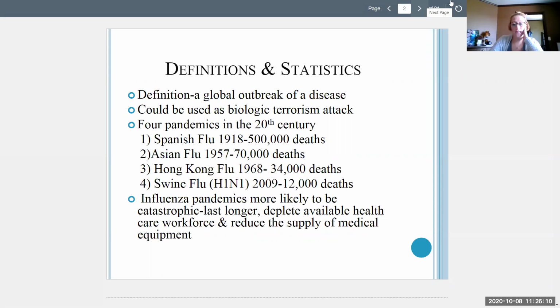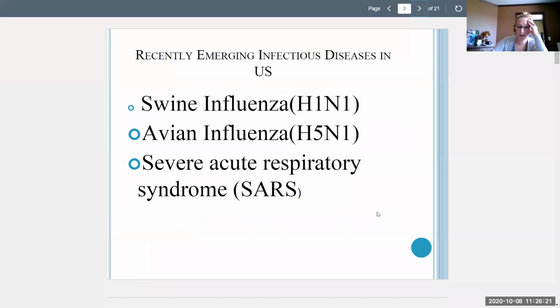But influenza pandemics are more likely to be catastrophic, last longer, deplete available healthcare workforce, and reduce the supply of medical equipment. So we have the swine flu, which was the H1N1, avian flu, H5N1, and then SARS, which COVID is, SARS-CoV-2, I believe.